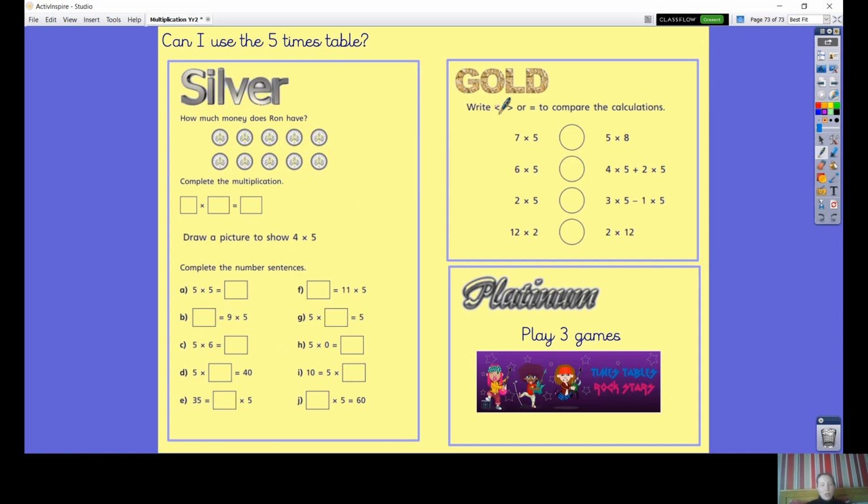We've then got those cheeky less than and greater than signs that you guys are getting really great at. Can you work out which one's greater than, which one is less than, and which one is equal to? These ones are a little bit tricky. You have to do this bit, work out what that bit is, work out what that bit is, and then add them together. And finally, get yourself on Times Table Rockstars. See how fast you are getting at your 2, 5, and 10 times tables.